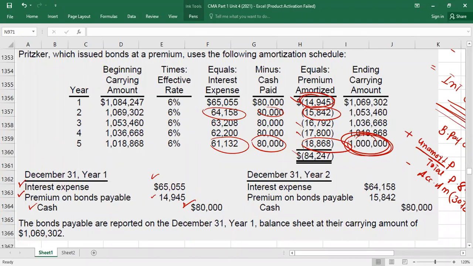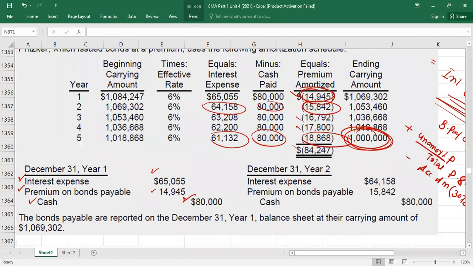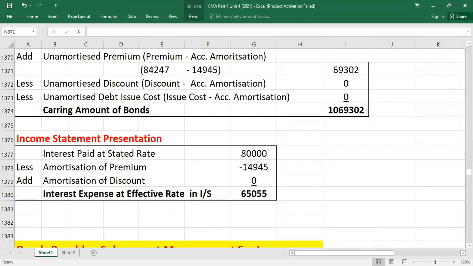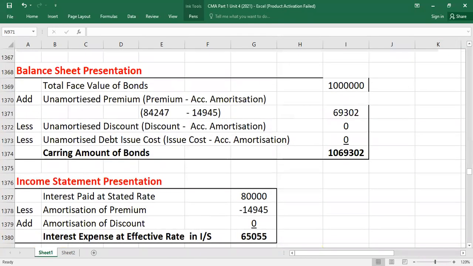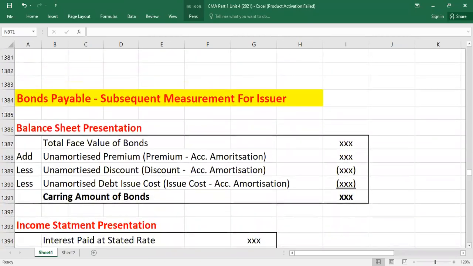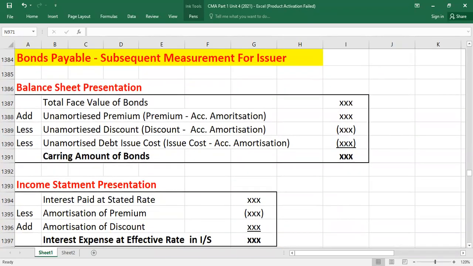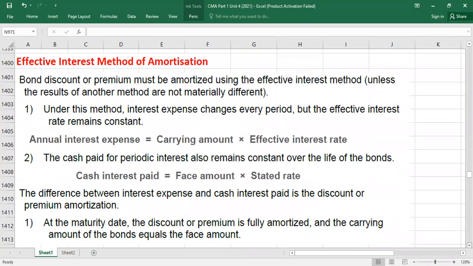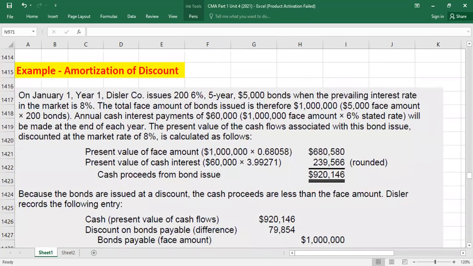Now guys, we are talking about amortization of discount. Right? Same way we are going to follow. So here we go. Let's do directly with the help of an example. Okay. Now guys, let's do with the help of an example now. So here we have amortization of discount. Please, I would request you to read this example from here till here. Just percentages we are going to change now.